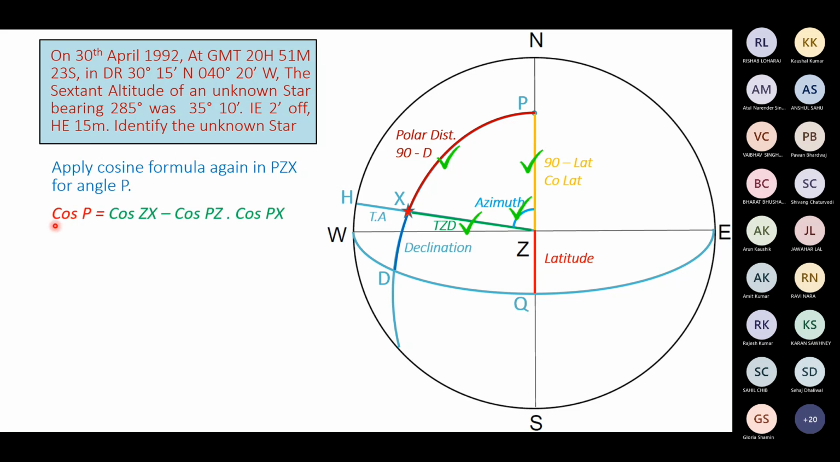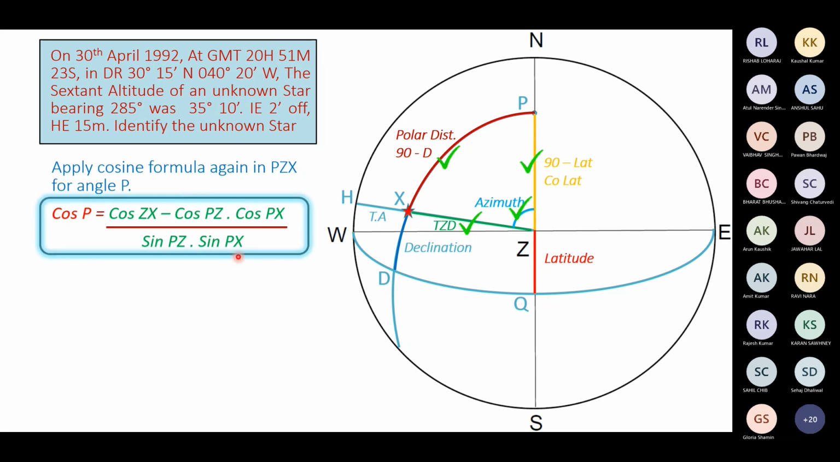So let's apply the cosine formula. The cosine formula says cos of angle P is equal to cos of the opposite side, which in this case is ZX, minus cos of adjacent side 1, which is PZ, multiplied by cos of adjacent side 2, which is PX, whole divided by sine of adjacent side 1, which is PZ, into sine of adjacent side 2, which is PX. The cosine formula is applied for angle P.